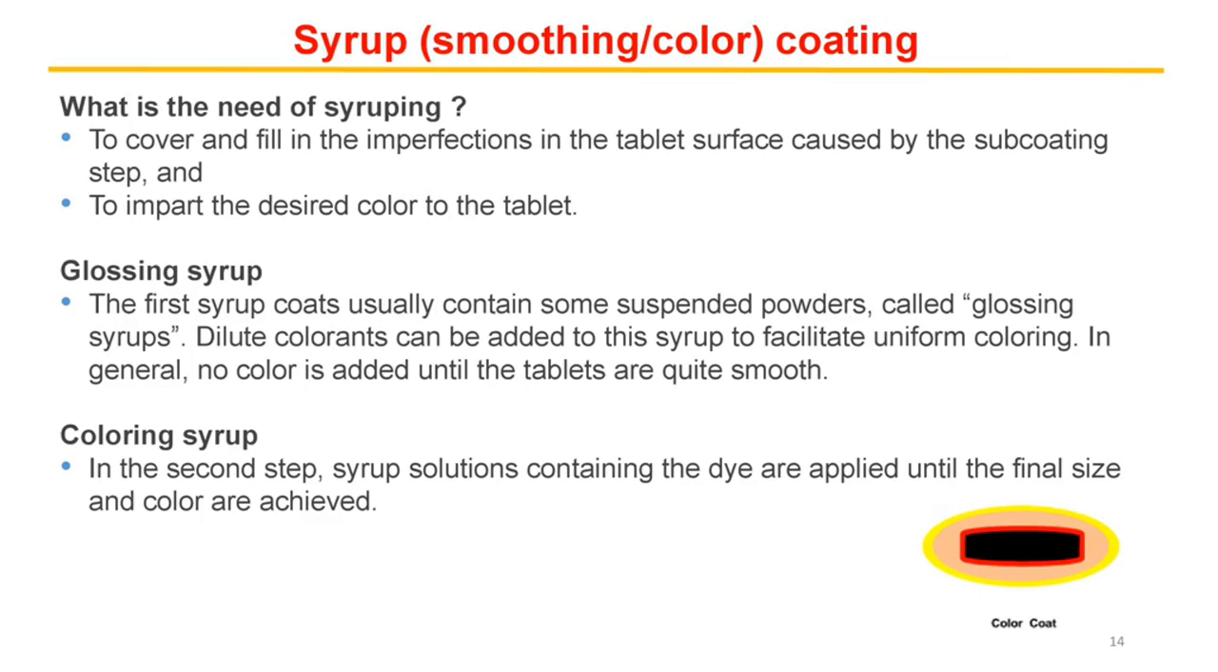13. Syrup, smoothing/color, coating. What is the need of syruping? To cover and fill in the imperfections in the tablet surface caused by the subcoating step, and to impart the desired color to the tablet.